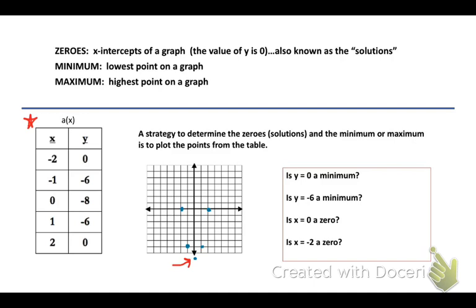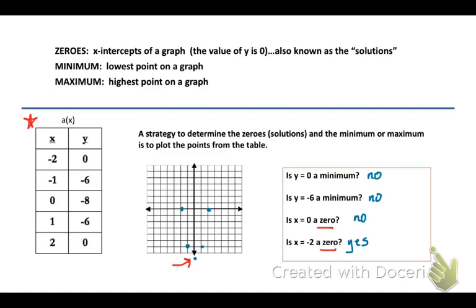So my first question is, is y equals 0 a minimum? That's going to be a no. Is y equals negative 6 a minimum? 1, 2, 3, 4, 5, 6. Nope, it's 8. And then is x a 0? So is it crossing the x-axis where x is 0? That is a no. Or where x is negative 2? That's going to be a yes.